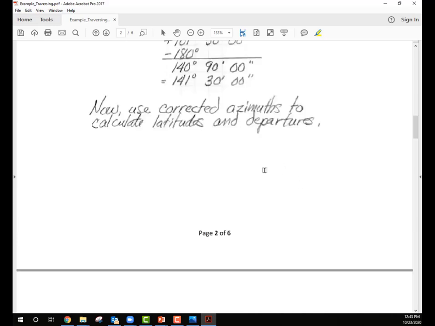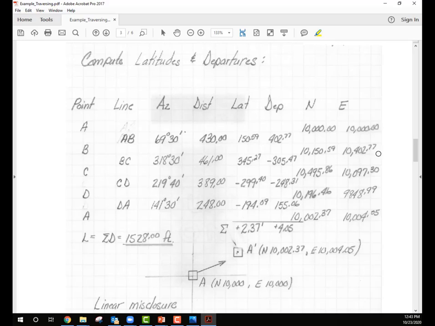From there we go into calculating latitudes and departures, right? That's the third step of closing the traverse. And so this is best done or organized in a table. So we've got points A, B, C, and D, and we're describing lines that connect each point, and we had previously just calculated the azimuth of each of those lines. We have the measured distance, which was recorded during the survey of each of those legs of the traverse.